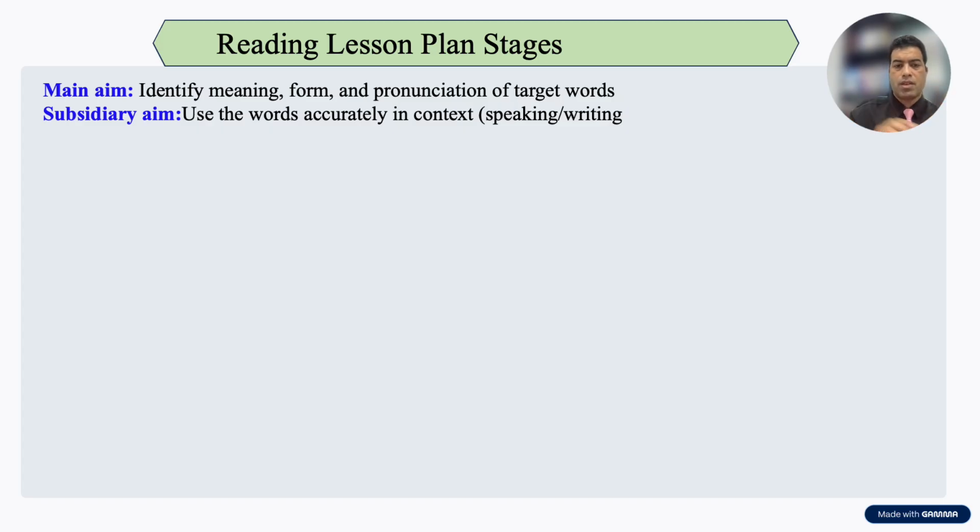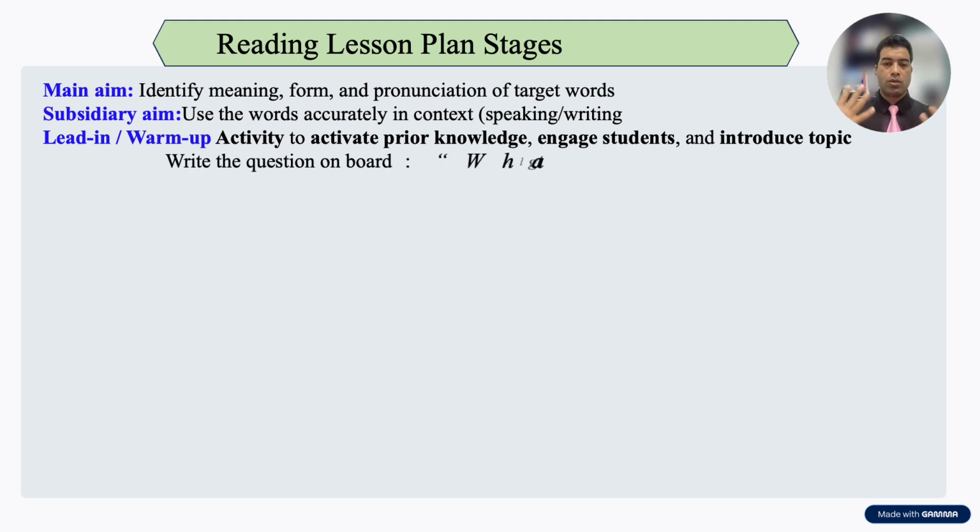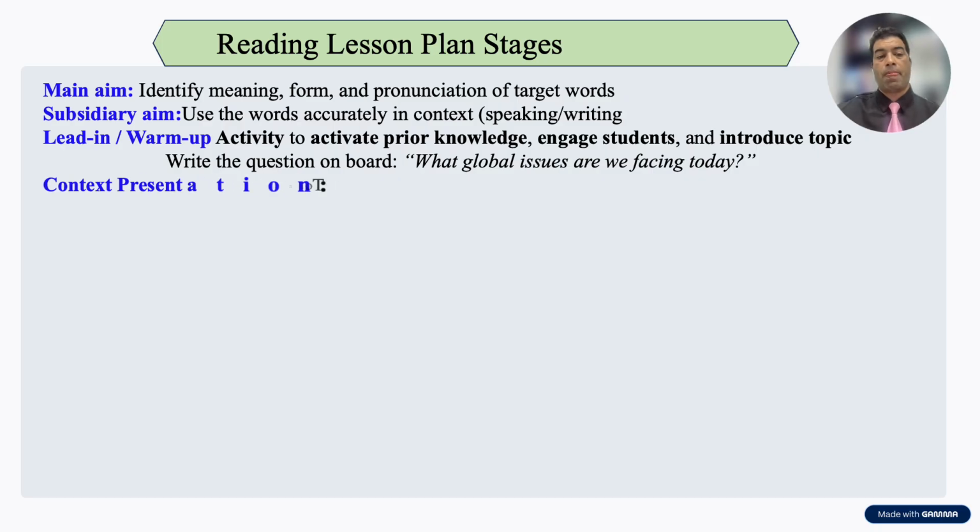How can we start a vocabulary lesson? First of all, similar to other skills and knowledge lesson plans, we lead in with a warm-up activity to activate knowledge, engage students, and bring their attention toward the context. We show them some pictures, videos, audios, or questions to arouse their interest. For example, if the lesson is sustainability, we write a question on the board: What global issues are we facing today?